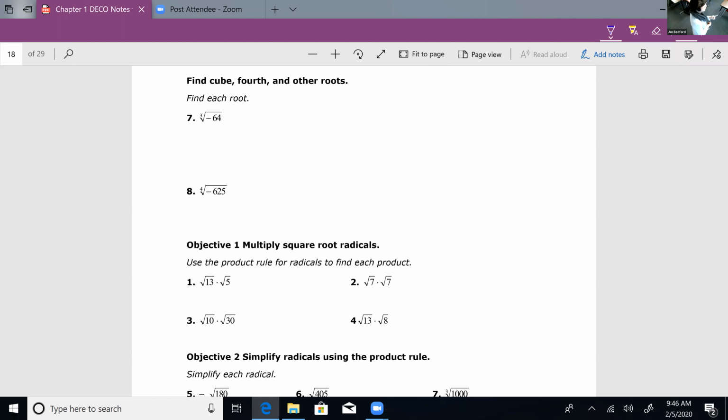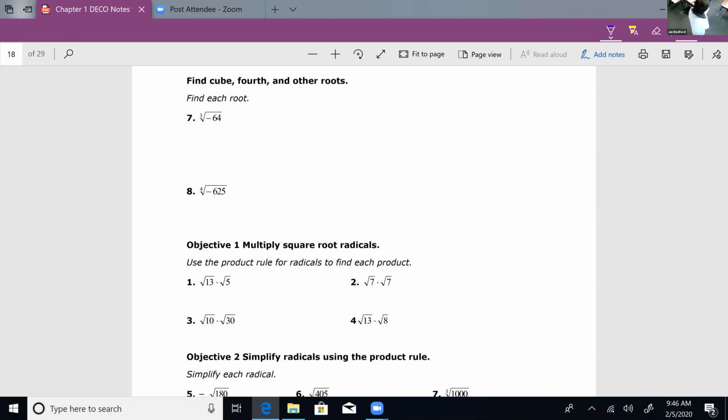Now, number 7 wants me to figure out, can you tell me in words what that means, cube root of negative 64? What am I actually looking for? A number that what? Multiplies by itself 3 times, and the answer is negative 64.